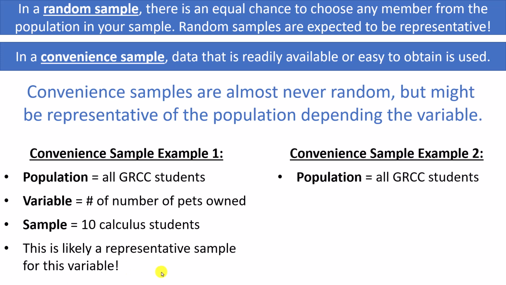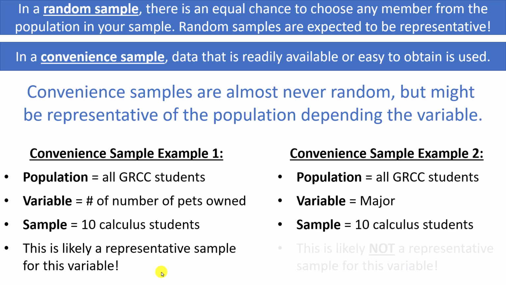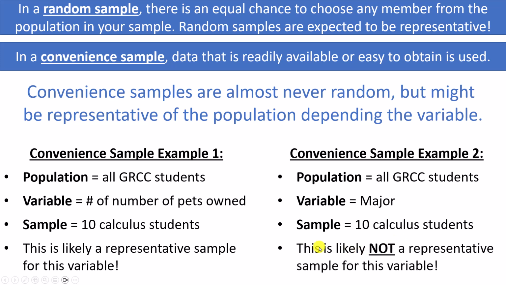On the other hand, let's say that we have the same population of all GRCC students, but now the variable we're going to collect is the student's major, right? So now we're going to have a problem. If we use the exact same sample, if we still sample calculus students and we collect their major, well, this is going to be skewed towards the majors that people who take calculus have. So this is going to be skewed towards math majors or engineering majors or statistics majors or anything like that. So this is probably not going to be a representative sample for this variable.